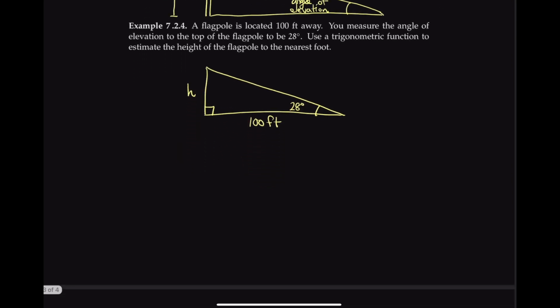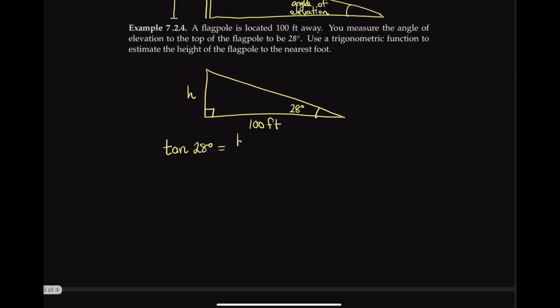So we'll say that the tangent of our angle is equal to the opposite side, which is h, over our adjacent side, which is 100 feet. And so when we multiply this out, we're going to get what? 100 tangent of 28 degrees equals h. Okay, now we're going to round this to the nearest foot.